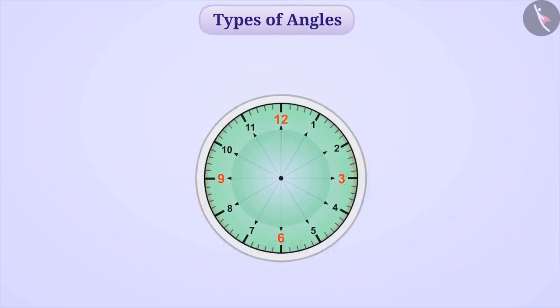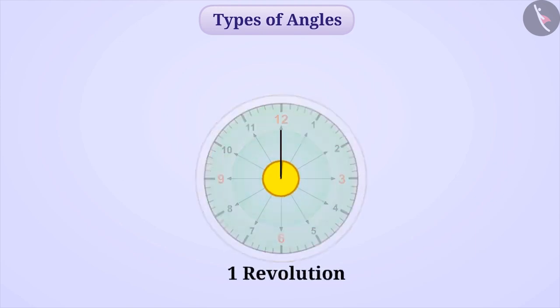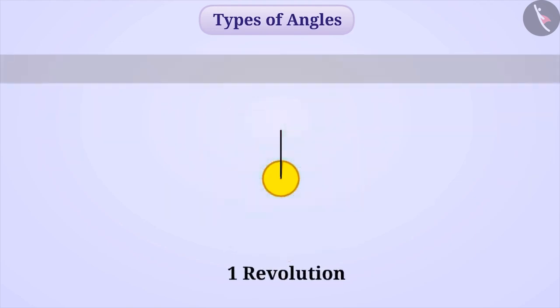Now consider that both the hands of the clock are in the same position. Out of these, if we keep one hand in the same position and move the other to complete one circle, then we complete a circle and it is called a revolution. The angle of a revolution is called a complete angle.